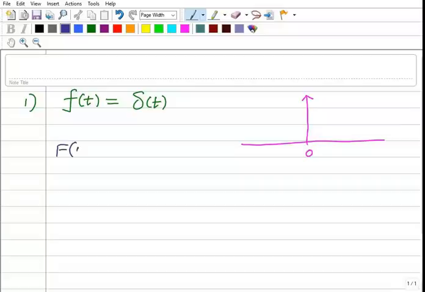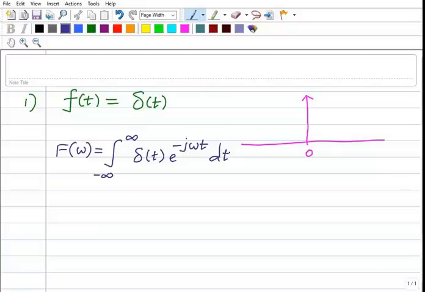So F of omega is equal to integral minus infinity to plus infinity. Instead of f of t I am writing delta t into e power minus j omega t dt. Okay. What is the nature of this delta t?